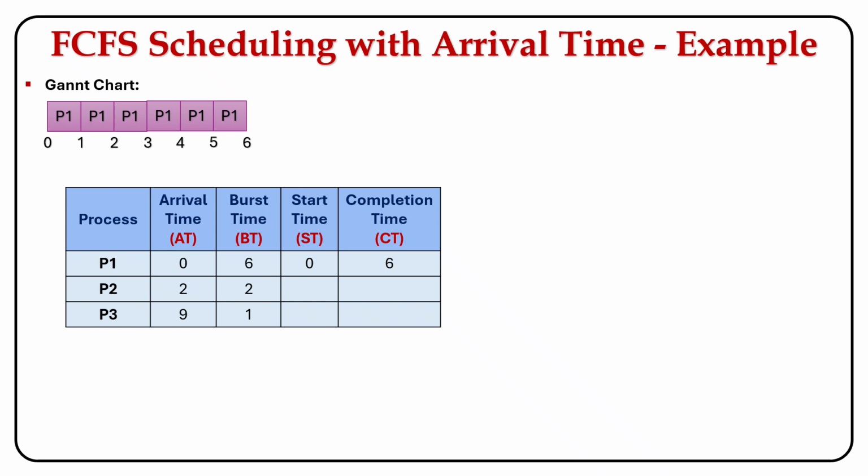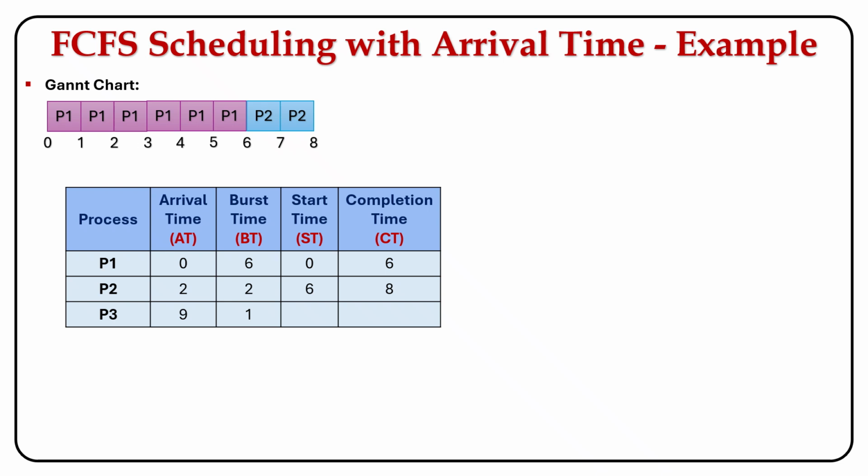Next, for process P2, the arrival time is 2 and burst time is 2. Since process P1 completes by 6, process P2 has to wait and start running from 6. So it starts from 6, executes 7 and completes by 8. Therefore, the starting time for process P2 is 6 and the completion time for process P2 is 8.